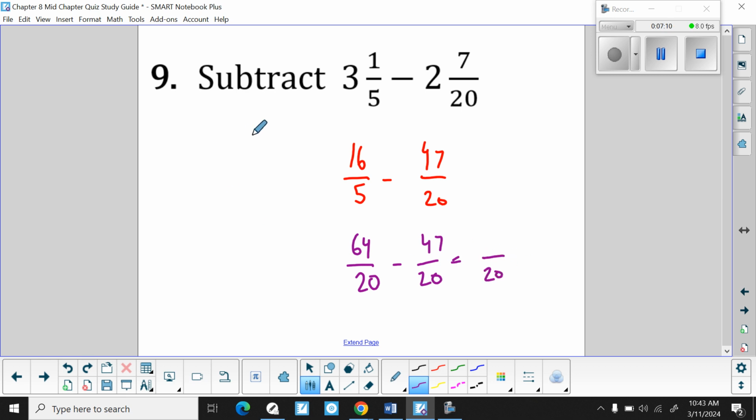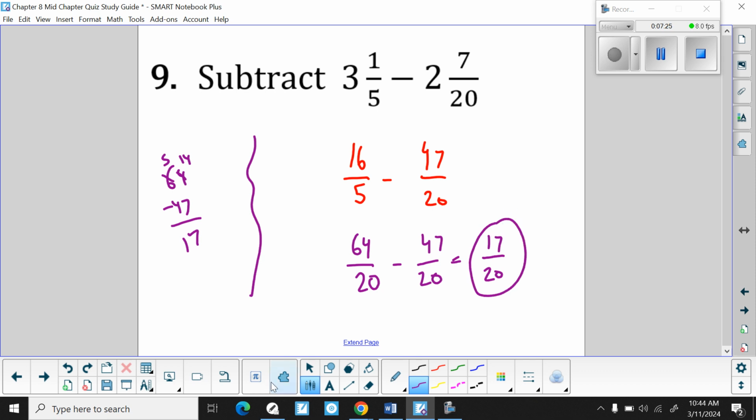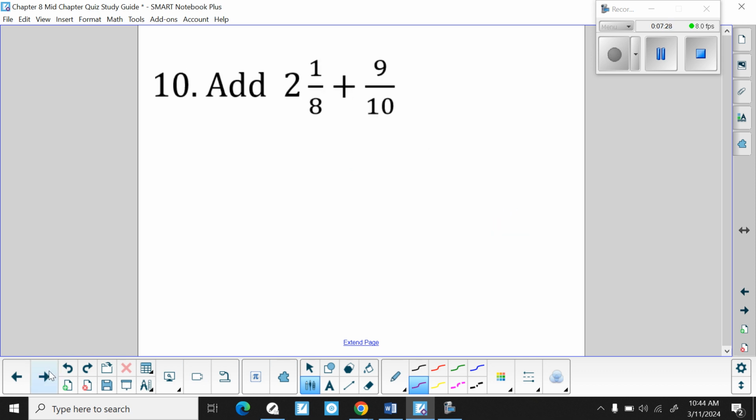I'm going to use my little scrap area here to do 64 minus 47. 4 minus 7 can't do, so I'm going to regroup. 14 minus 7 is 7. 5 minus 4 is 1. The answer is 17 over 20. And the last question, 2 1/8 plus 9 over 10. This would be 2 times 8 is 16, plus 1 is 17 over 8, plus 9 over 10.